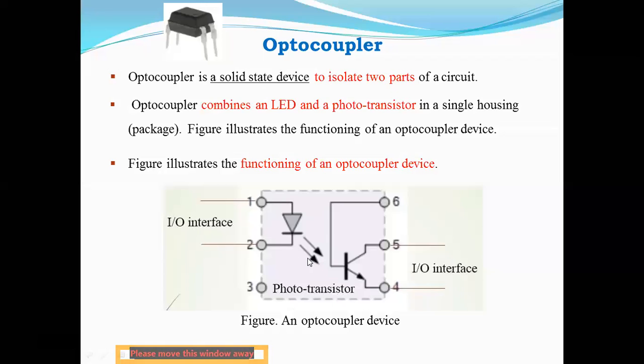Why are these optocouplers required? Basically, you can think of them as a stabilizer, right? So suppose you have a TV, right?